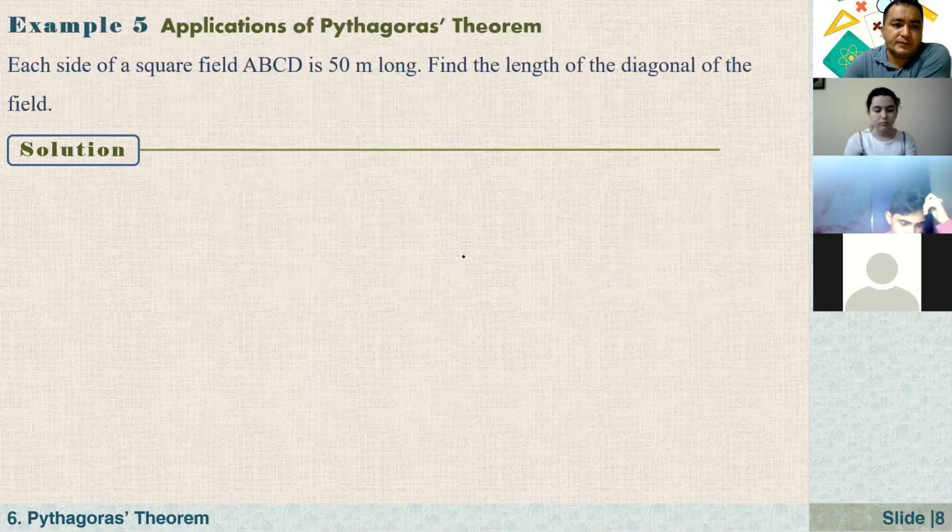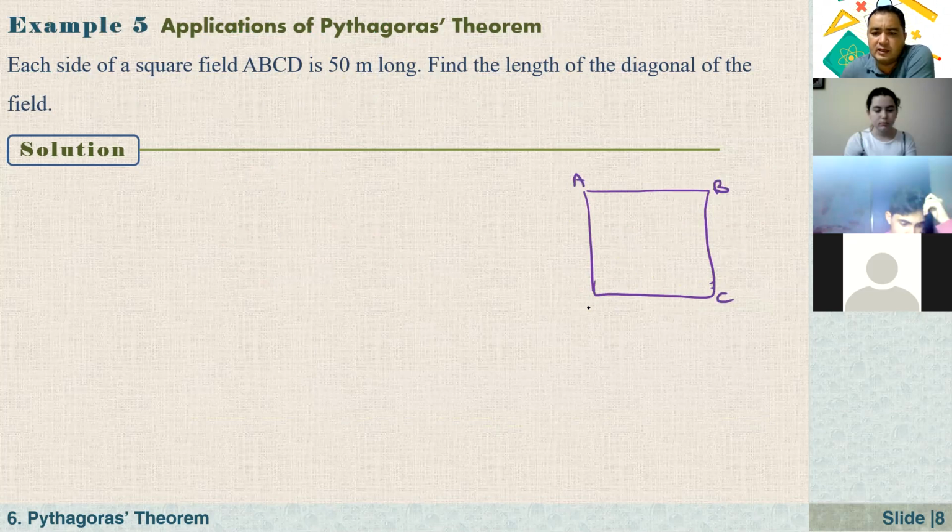Each side of a square field ABCD is 50 meters long. Find the length of the diagonal of the field. These are very, very easy questions, but sometimes in application we cannot see them. We are talking about a square field ABCD. All sides are equal, 50 meters. So what is the length of the diagonal of this field?